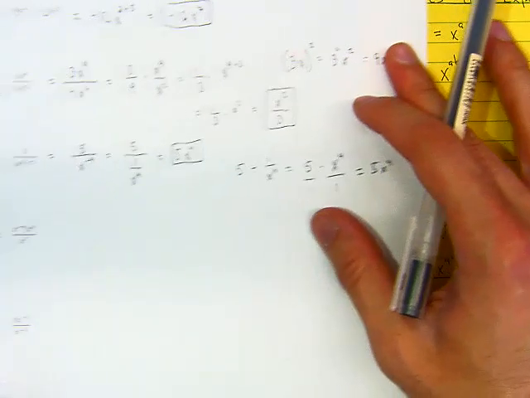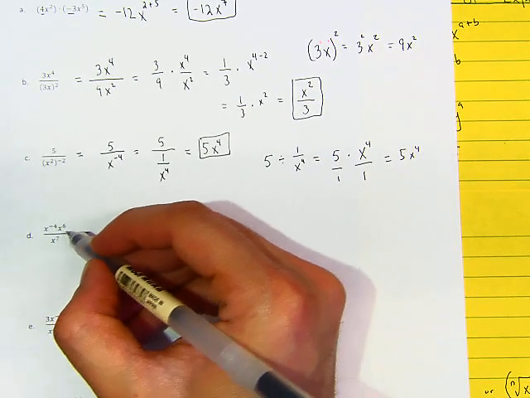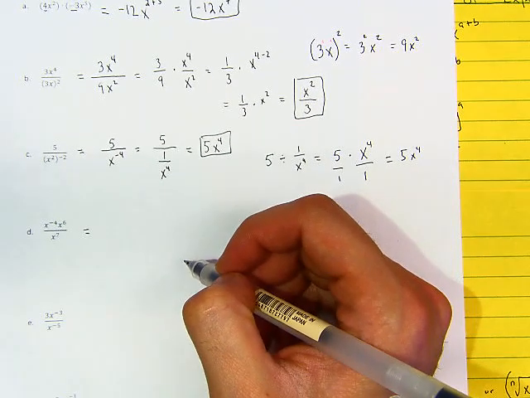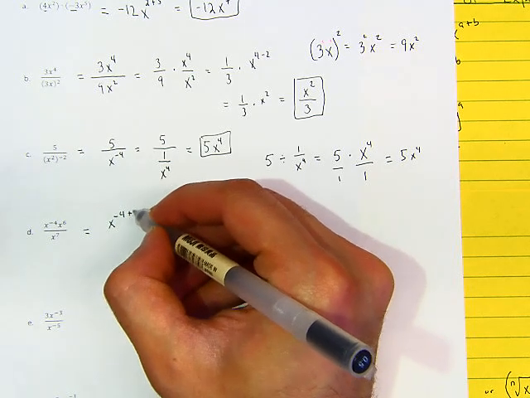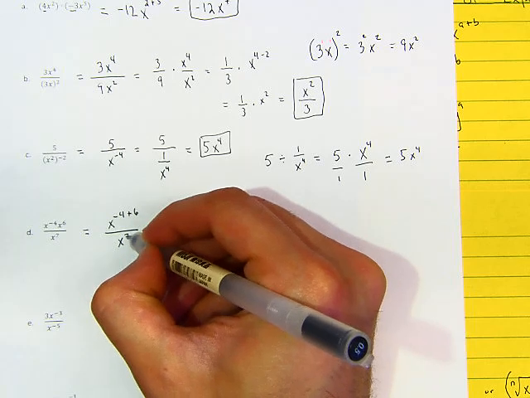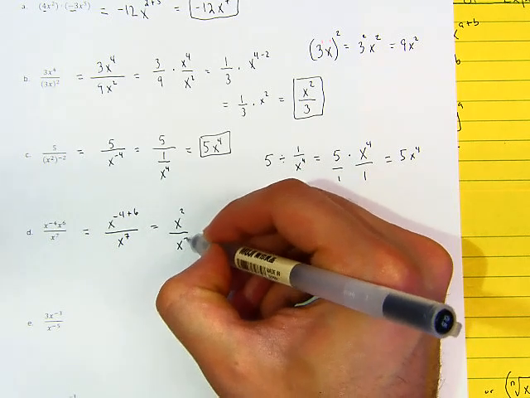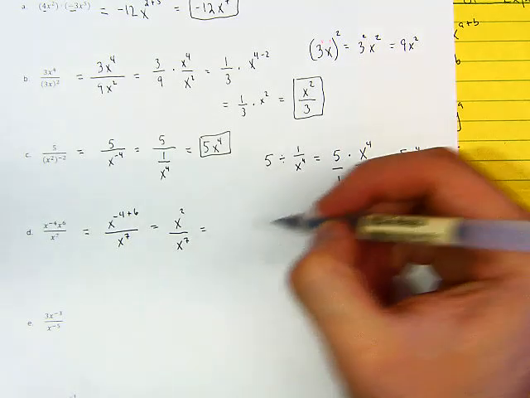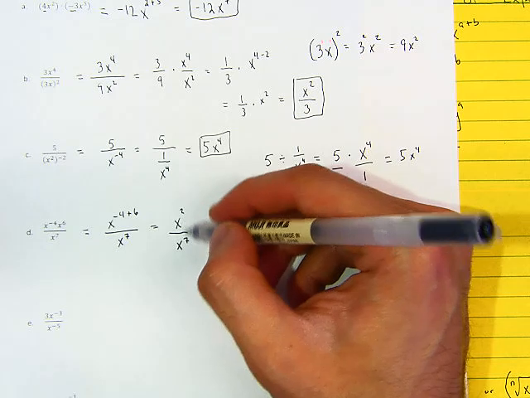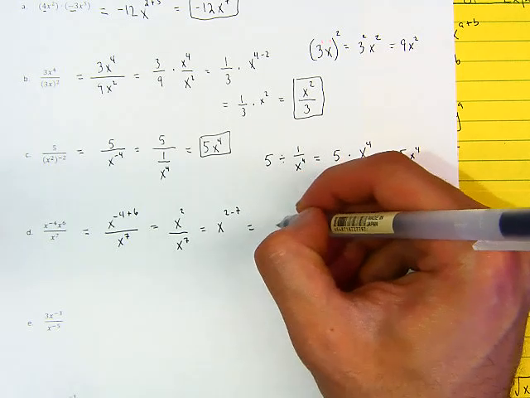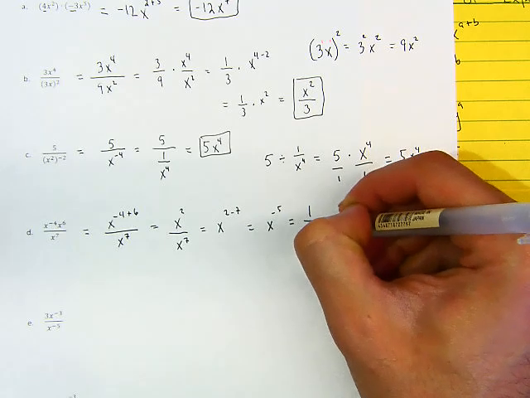All right? Let's look at letter D. Letter D is saying x to the negative 4 times x to the 6. And what do you do here with these exponents? Well, this is x to the negative 4 plus 6 over x to the 7. And then here we're adding the exponents, so this becomes x squared over x to the 7. And then here, we just do x to the 2 minus 7. Because once we're dividing, we subtract these two, and this becomes x to the minus 5, which is equal to 1 over x to the 5.